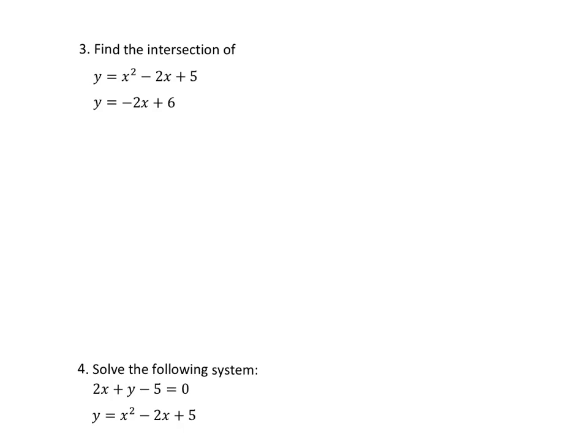The next part of our video involves finding the intersection of a line and a quadratic. Three different cases are possible. You can have 0 points of intersection, 1 point of intersection, or 2 points of intersection. We're going to look at a couple of different examples.